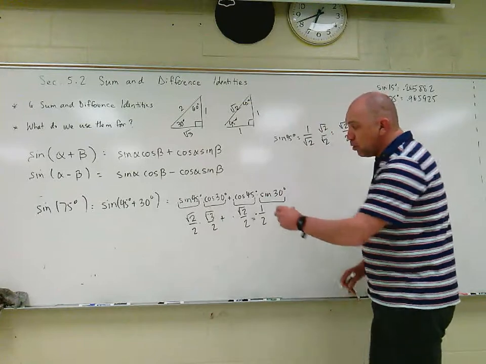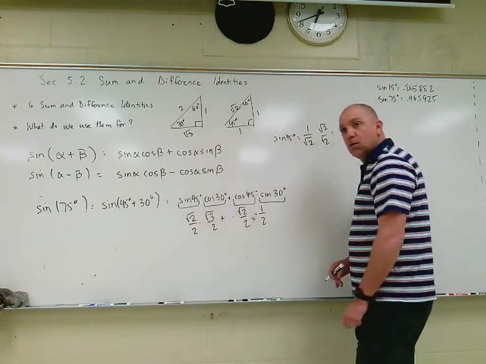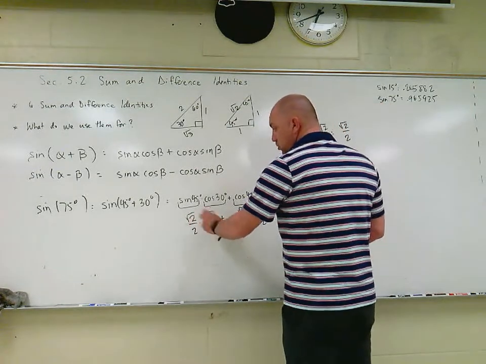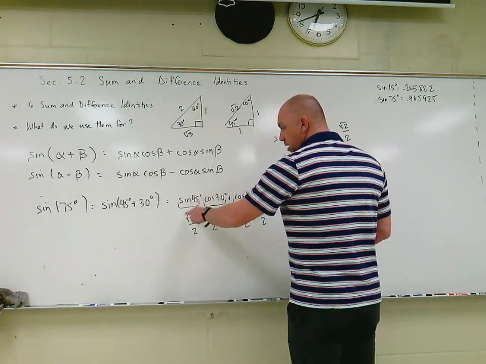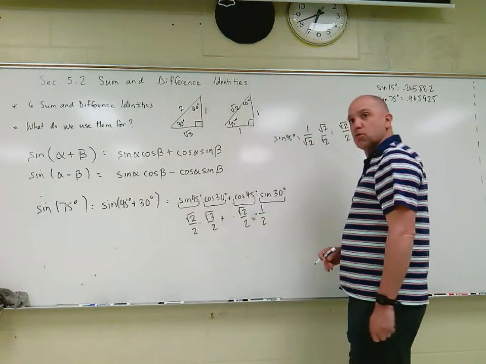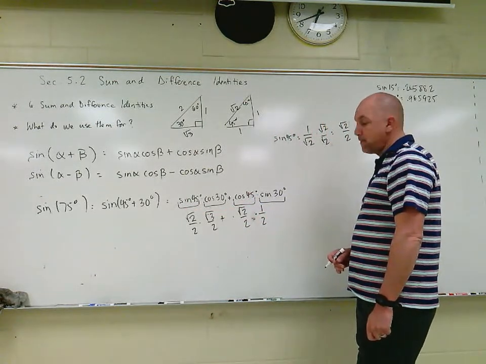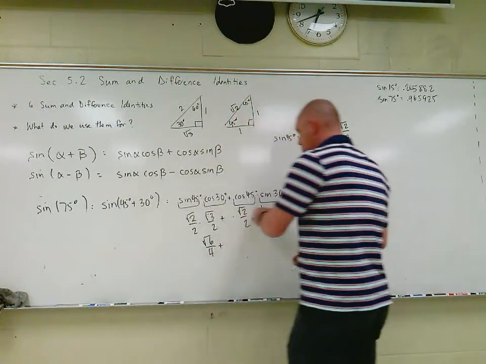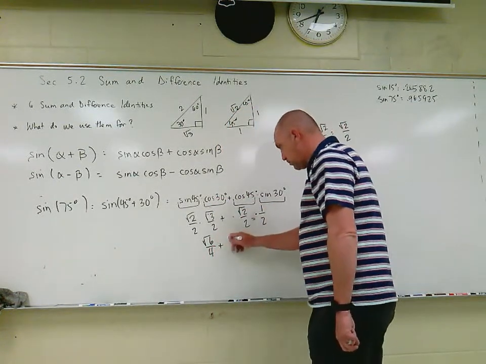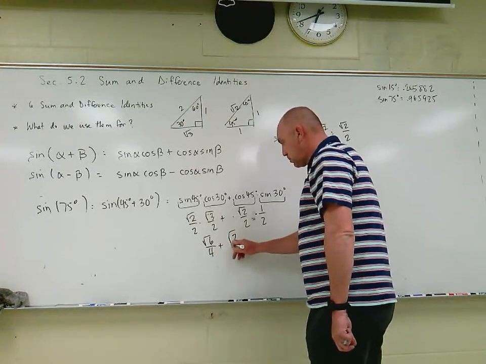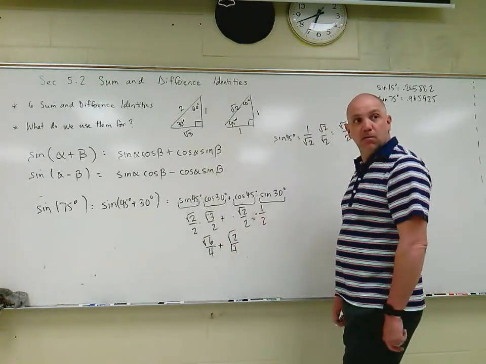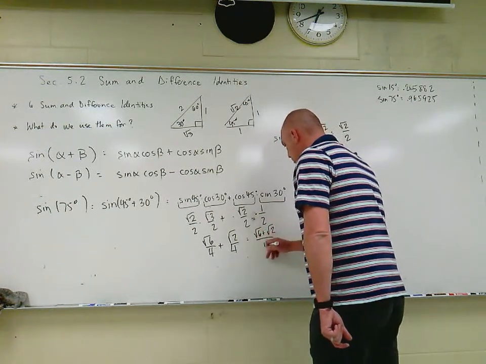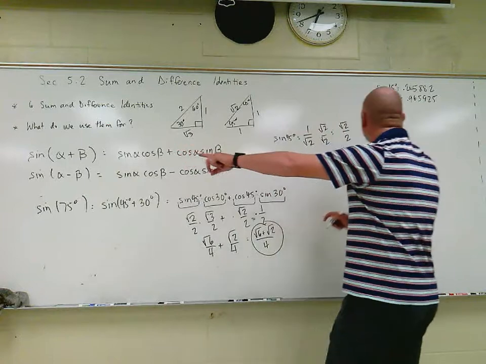Okay, now when you multiply fractions, what's the rule? Multiply across, that's right. When you multiply square roots, the square root rule is you can make one house and do the multiplication. So square root of 2 times square root of 3 is square root of what? 6 over 4. Square root of 2 times 1, 2 times 2. Or we've got a common denominator now, and we get square root of 6 plus square root of 2 over 4 is the sine of 75.